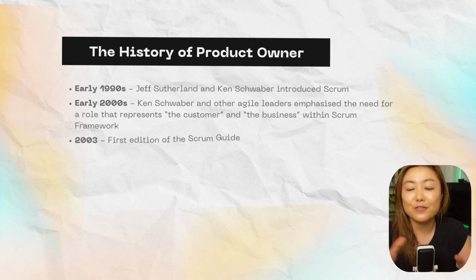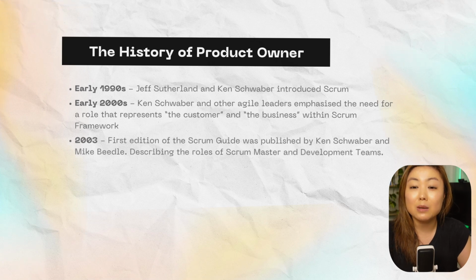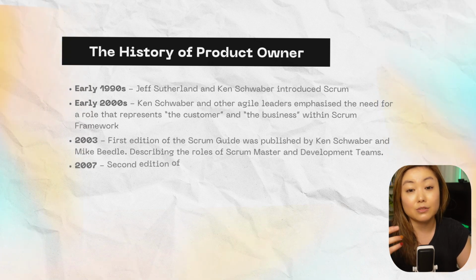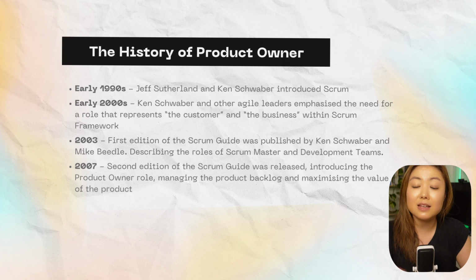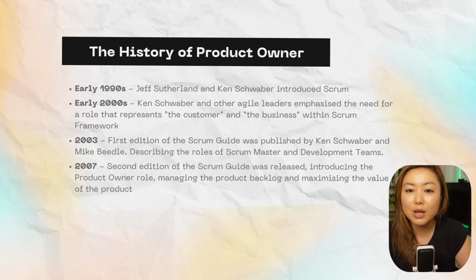In 2003, the first edition of the Scrum Guide was published by Ken Schwaber and Mike Beedle. While it described the Scrum roles of a Scrum Master and development team, it did not include the specific role of the product owner. Now, into 2007, the second edition of the Scrum Guide, co-authored by Ken and Jeff, introduced the role of a product owner. This version of the guide provided more clarity on the responsibility of the product owner in managing the product backlog and maximizing the value of the product.